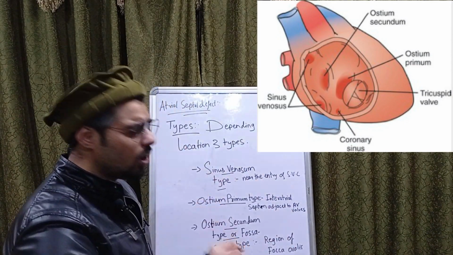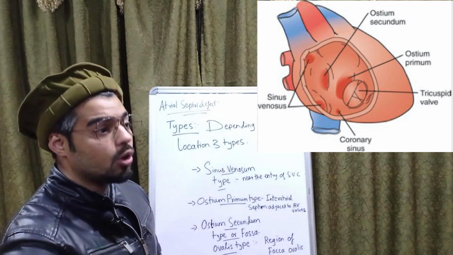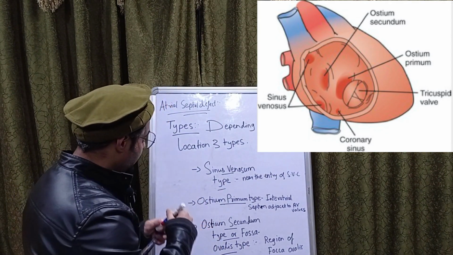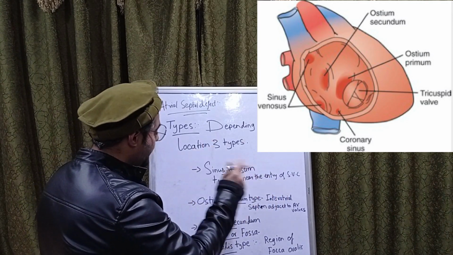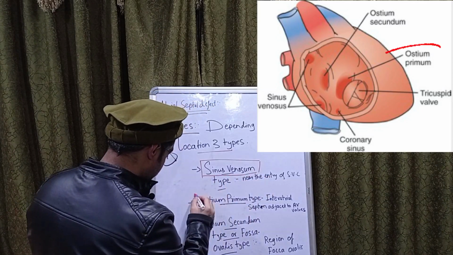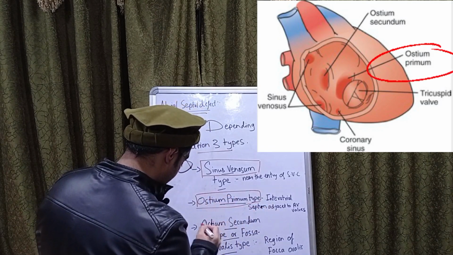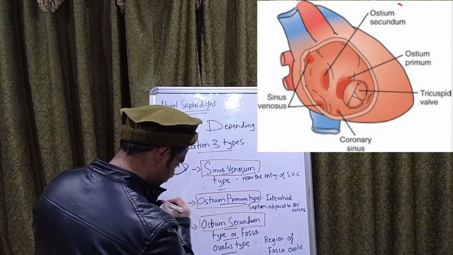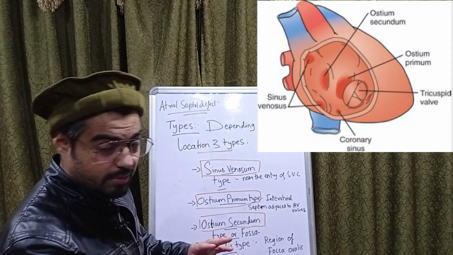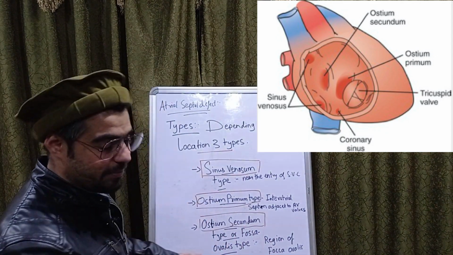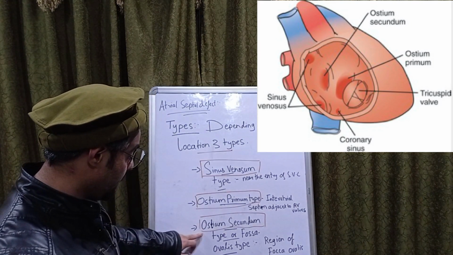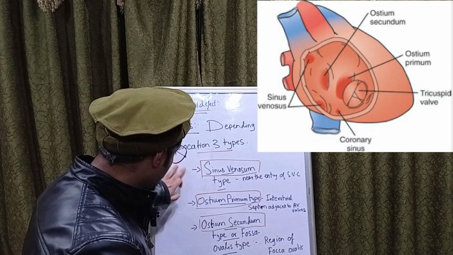What are those? The sinus venosum type, the ostium primum type, and the ostium secundum type, which is also called the fossa ovalis type. Sorry, I may have said something wrong earlier, so let me repeat it again. Sinus venosum type, ostium primum type, and ostium secundum type, also called fossa ovalis type. So, what is the sinus venosum type and where is it located?